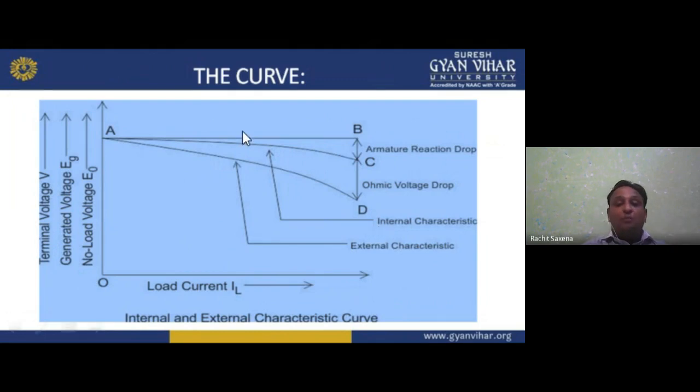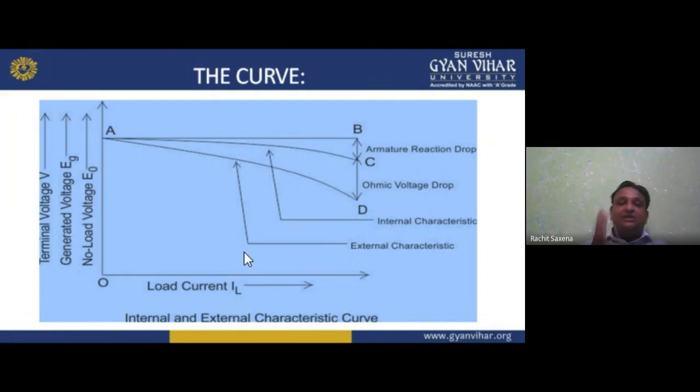Now we have the drop in the characteristic. See, the main characteristic is the no load characteristic. After this, due to the armature reaction drop, we have a certain slope, a certain drop in the winding. But due to the ohmic voltage drop, we have the higher drop. So first, due to armature reaction, it is the internal characteristic. But due to the ohmic voltage drop, it is the external characteristic. So that characteristic is showing you the internal and external characteristic curve.